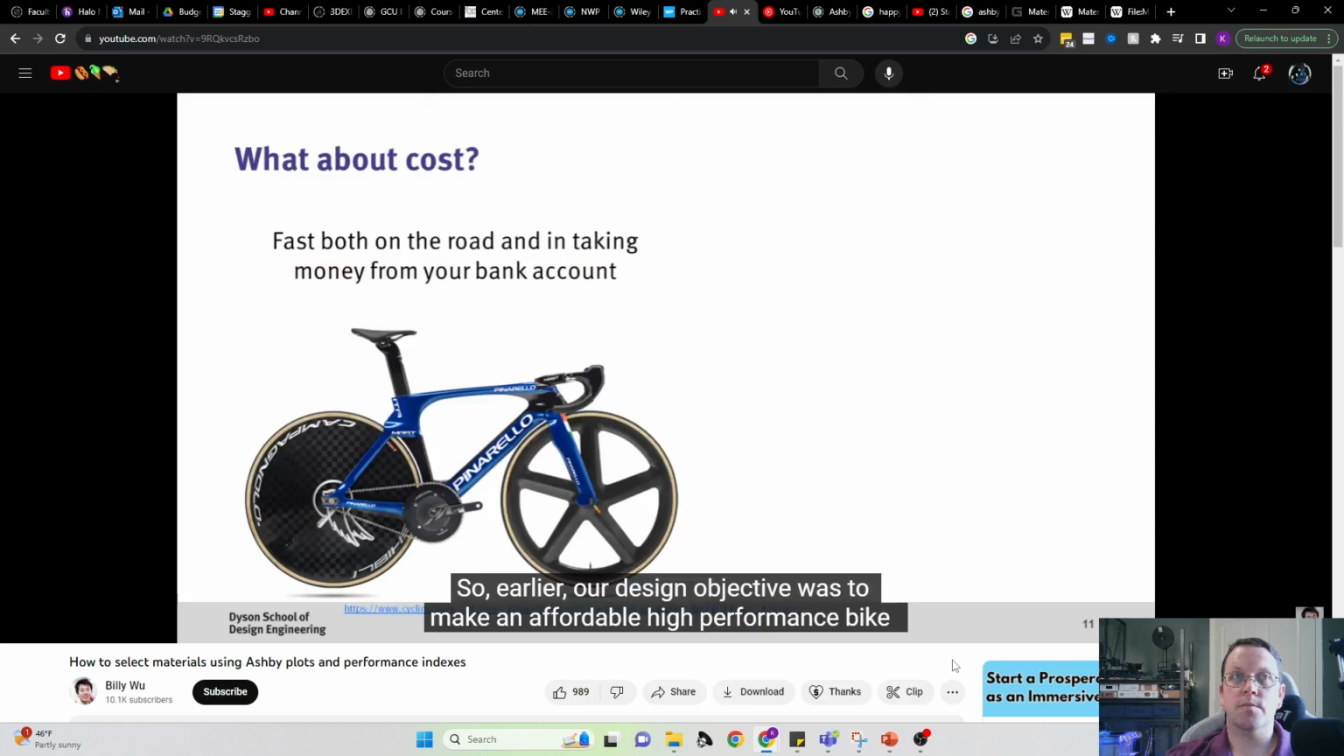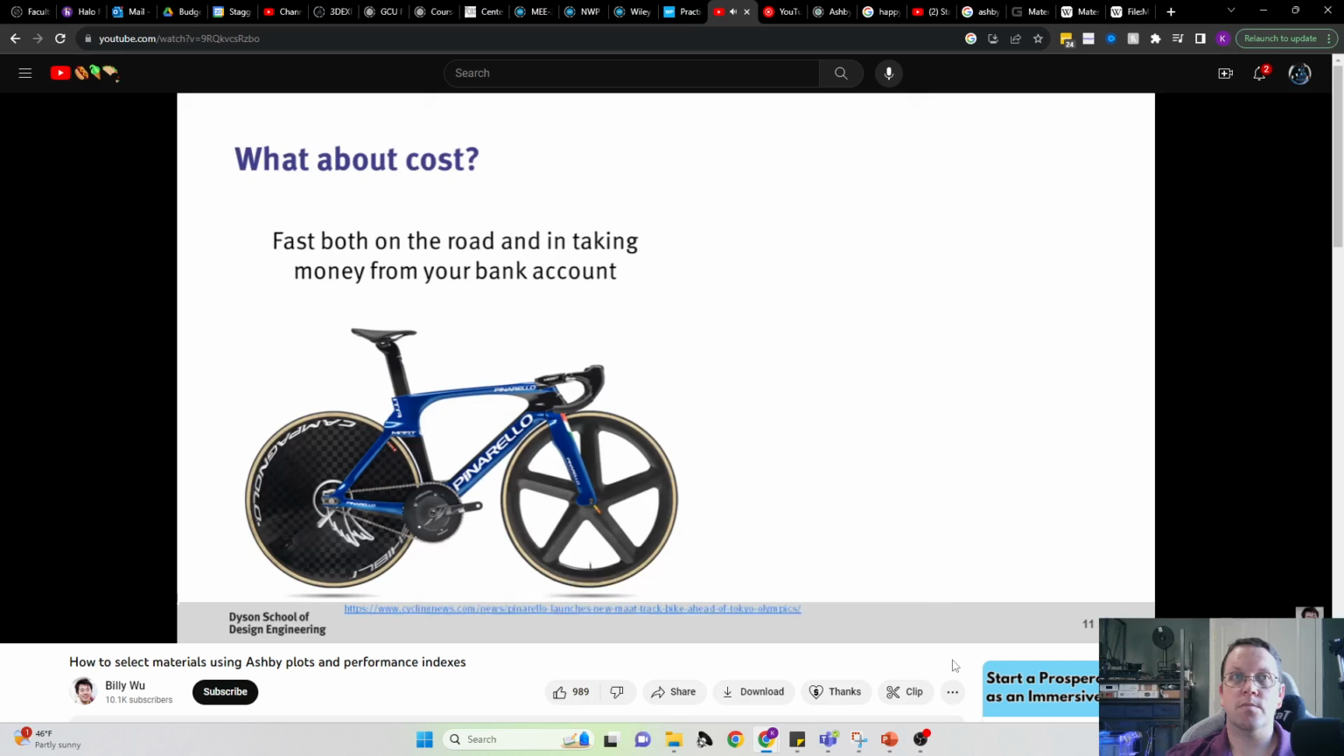So, earlier, our design objective was to make an affordable high-performance bike, and whilst carbon fiber composites are very fast on the road, they're equally fast in taking money from your bank account. Therefore, we need a way of factoring in the cost of the material.